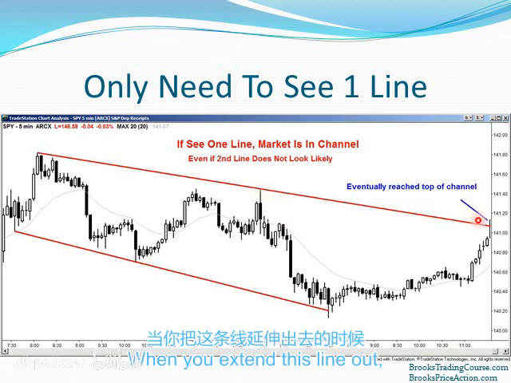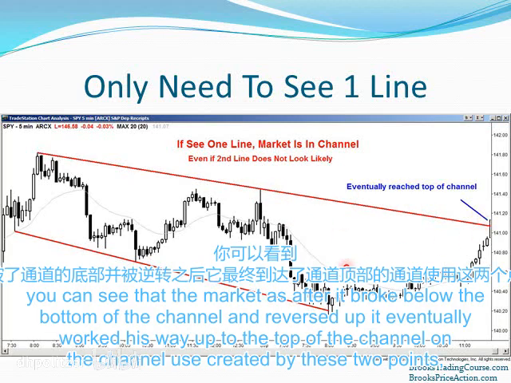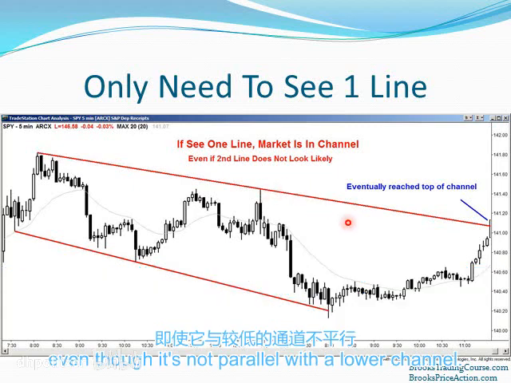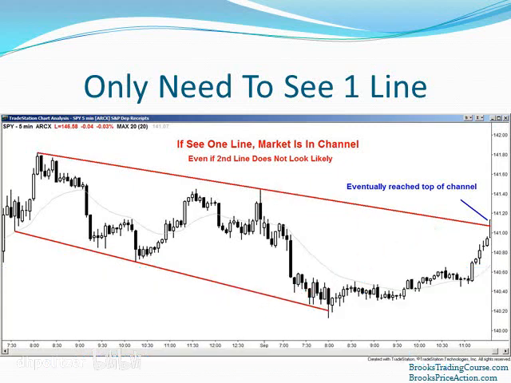When you extend this line out, you can see that the market, after it broke below the bottom of the channel and reversed up, it eventually worked its way up to the top of the channel created by these two points, even though it's not parallel with the lower channel.